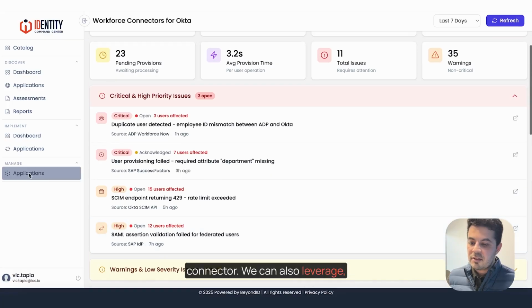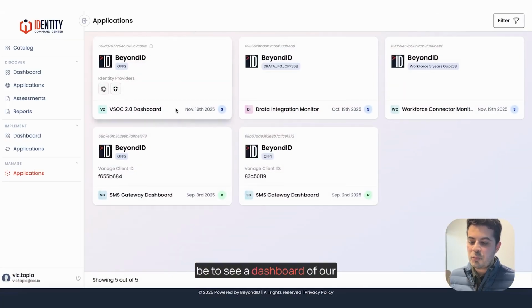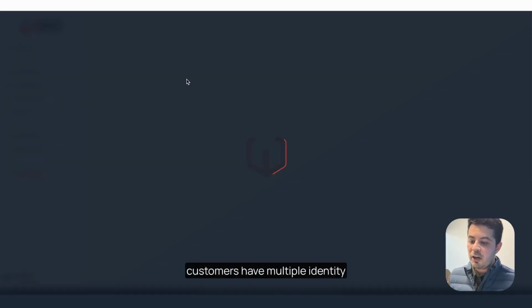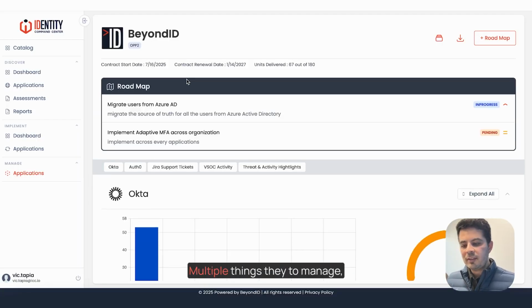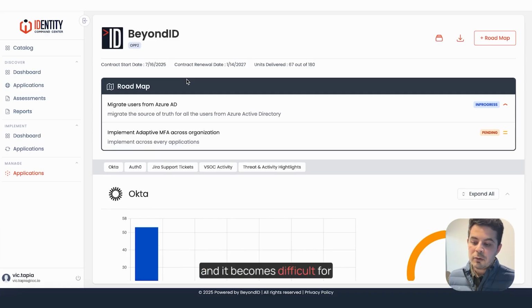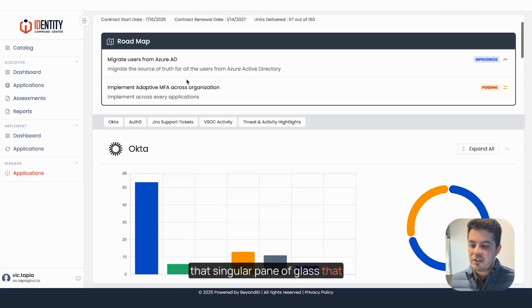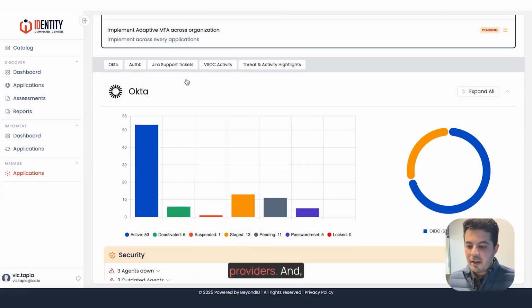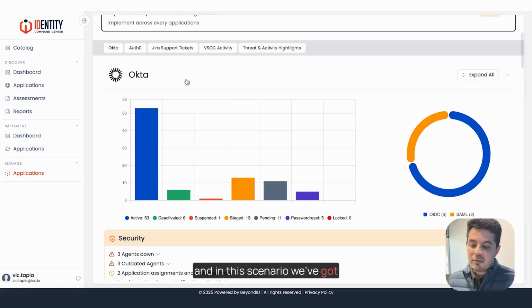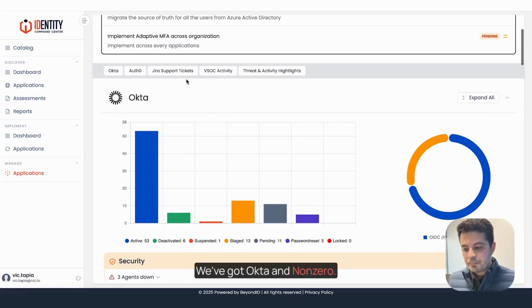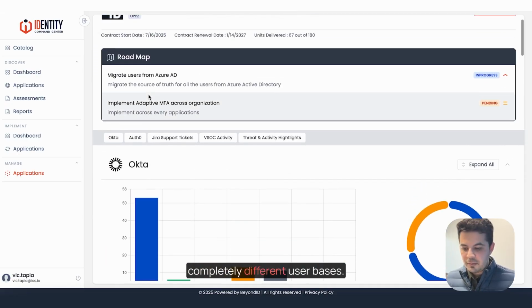We can also leverage this functionality to see a dashboard of our identity platform as a whole. A lot of our customers have multiple identity providers, multiple things they have to manage, and it becomes difficult for them to manage those on an ongoing basis. They have to log into each of them, understand what the logs say, and understand their health. But here within ICC, we have a singular pane of glass that showcases all of their identity providers. And in this scenario, we've got 2 identity providers. We've got Okta and non-zero, completely different tenants, completely different user bases.